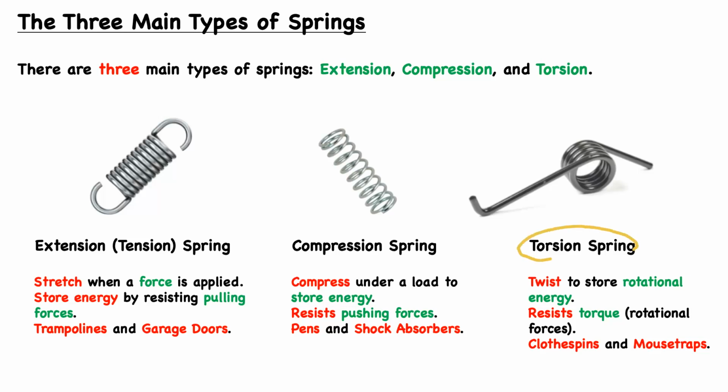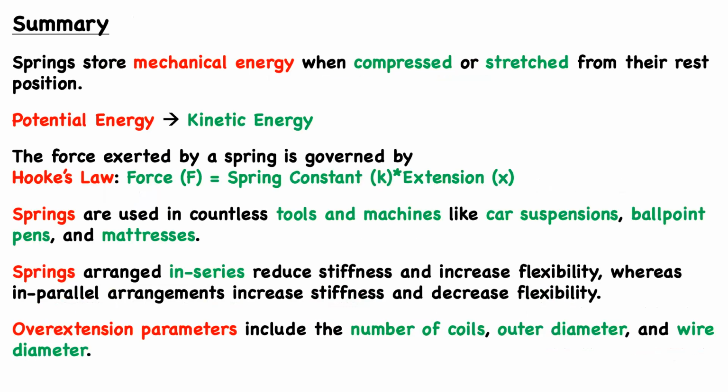Then lastly, we have probably the least common of the three main types of springs, which is a torsion spring. And now a torsion spring will twist to store rotational energy. So again, the extension spring is resisting those pulling forces to store energy. The compression spring is resisting the pushing forces to store energy. And the torsion spring will resist torque. So again, these are rotational forces, rotational energy. And the torsion spring also has quite a few common examples in everyday life, with two examples being clothespins and mouse traps. Let's review some of the key information from this lesson.